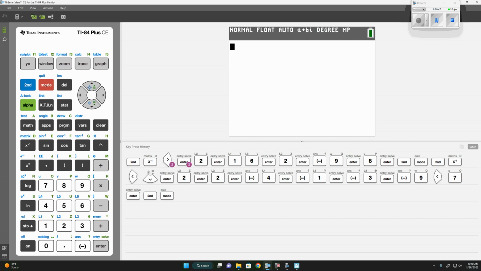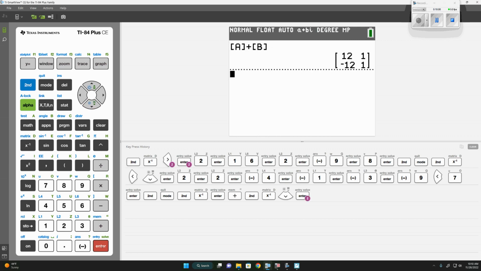We can go second quit. Now we can say second matrix A, because the first list that comes up lets us recall, plus second matrix, this time we'll go down to B, to get the exact same answer. Questions on this here?